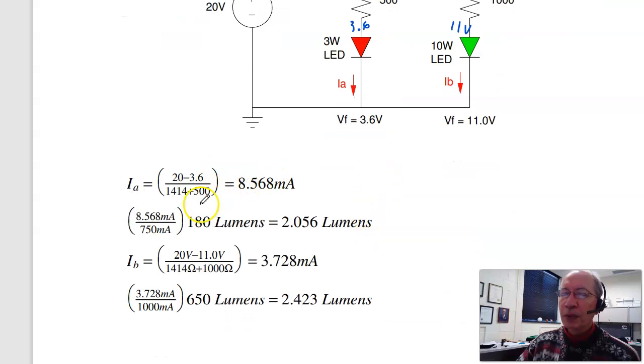The brightness then is proportional. 750 milliamps is 180 lumens. This is that percentage of 750, that percentage of 180 lumens, 2 lumens. For the 10 watt LED, this is the current. Voltage over R, 3.7 milliamps. 1000 milliamps gives you 650 lumens. Is this percentage of 650? 2.43 lumens.